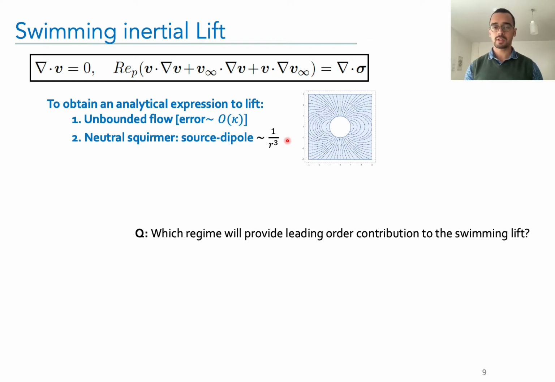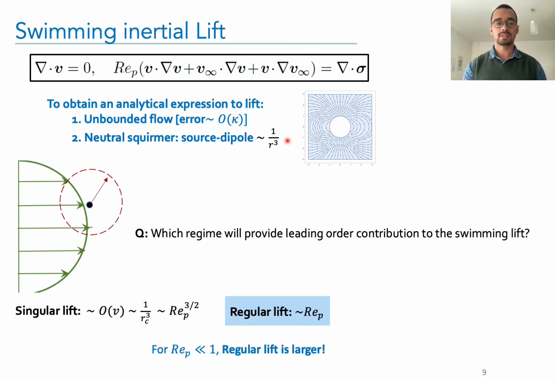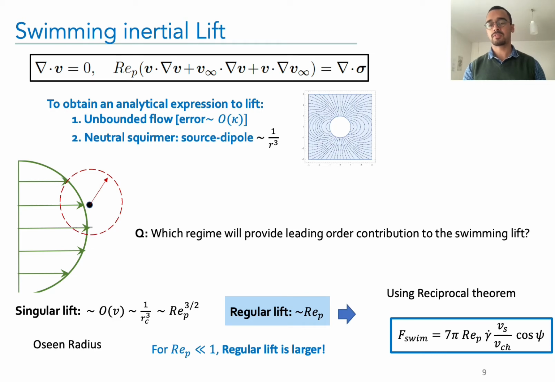Now the question is, what regime will provide the leading order contribution? Will it be singular or regular? We can use a simple order of magnitude analysis to find that out. A singular lift will be of the order of magnitude of the characteristic velocity, which we know is 1 over r cube. If we substitute the Oseen radius from the previous discussion, we find that the singular lift will be of power 3 by 2. So if the Reynolds number is much less than 1, then the regular lift is the larger one, and we should use the regular perturbation analysis to get the leading order contribution. We use that with the reciprocal theorem, and we find an analytical expression for the problem.